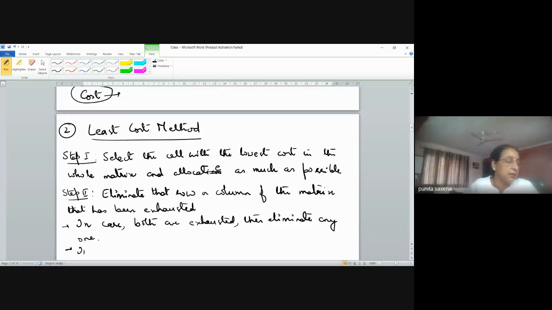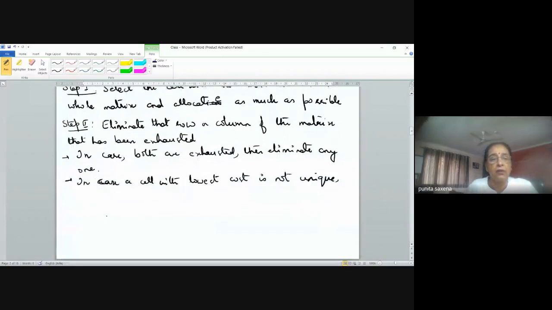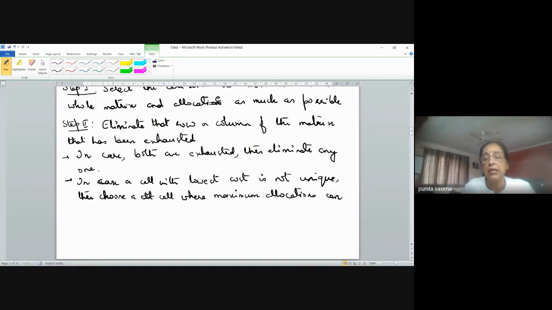So in case a cell with lowest cost is not unique, then we can choose, not random, okay, then choose a cell where maximum allocations can be made. Okay, because the more allocations we give at once, the sooner the problem will be solved, right? So then we choose a cell where maximum allocations can be made.